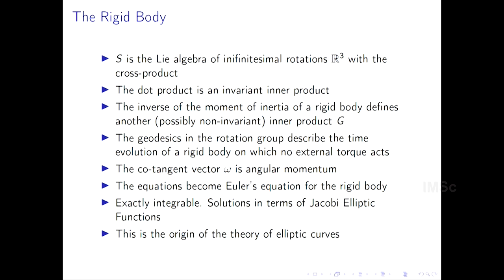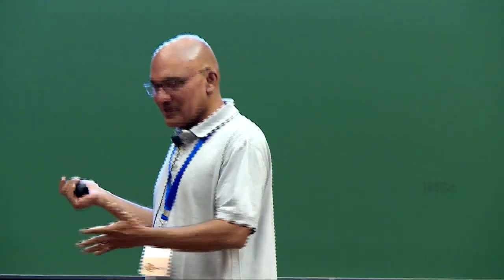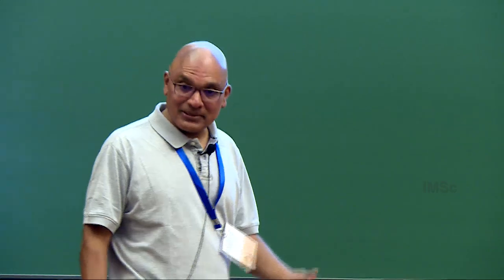Euler studied these equations, but they were completely analyzed by Jacobi years later. He solved them in terms of Jacobi elliptic functions. It's a beautiful piece of mathematics. In fact, that work of Jacobi is the origin of the theory of elliptic curves, which nowadays is a fundamental part of much of algebraic geometry and mathematics.